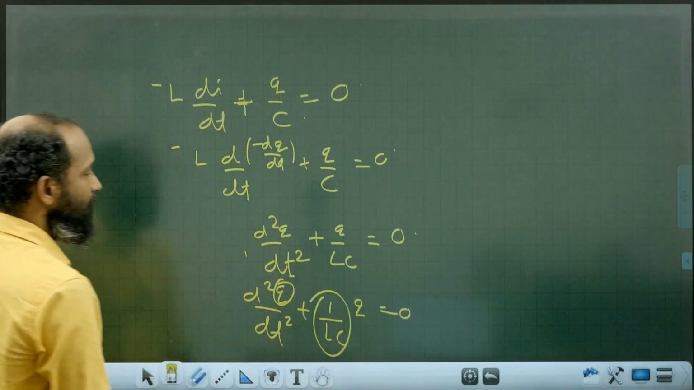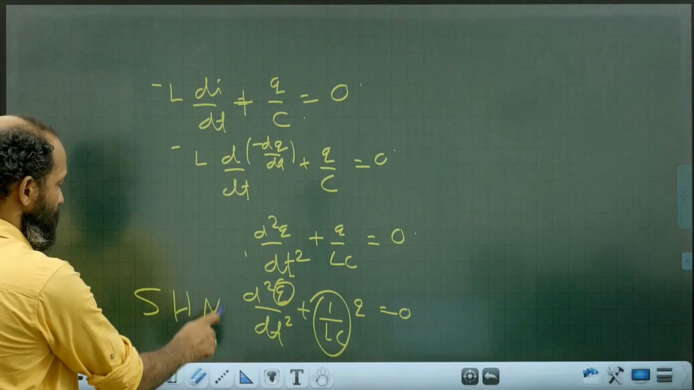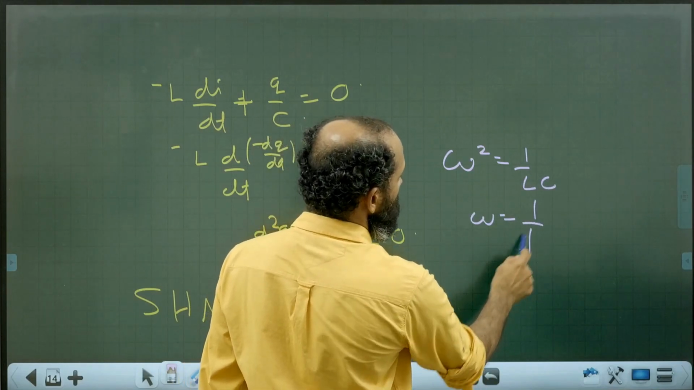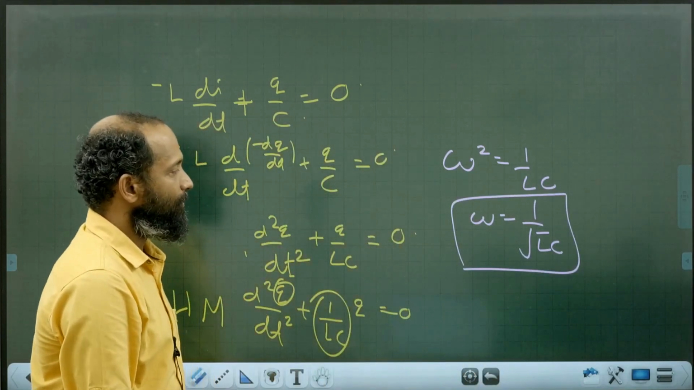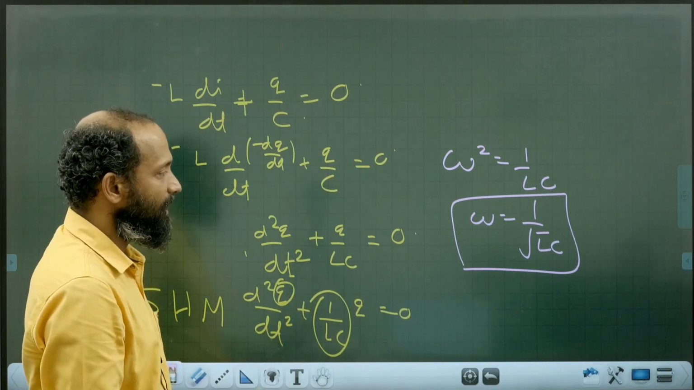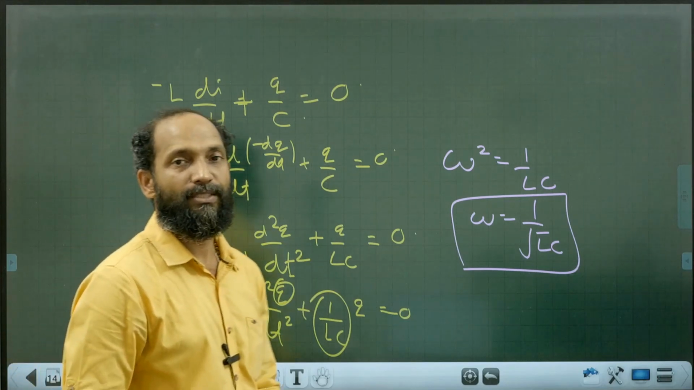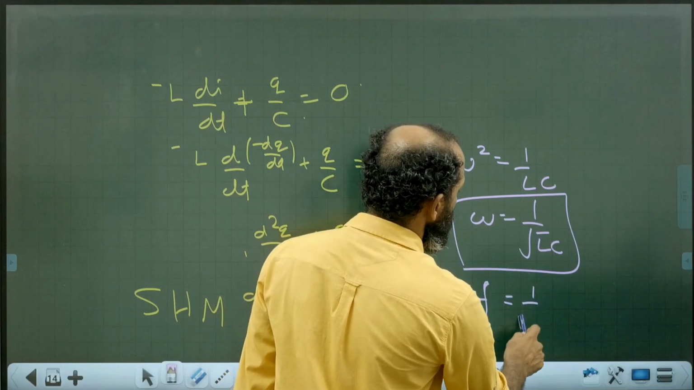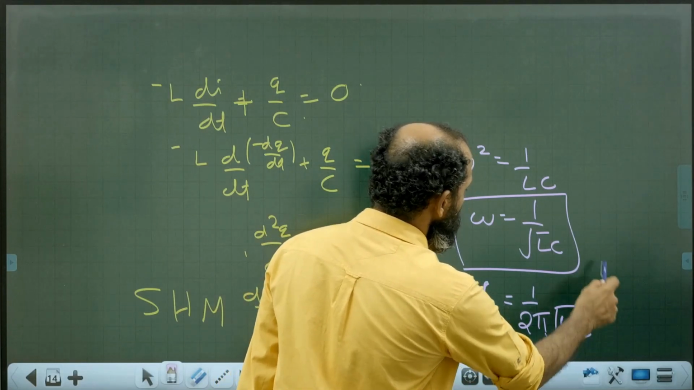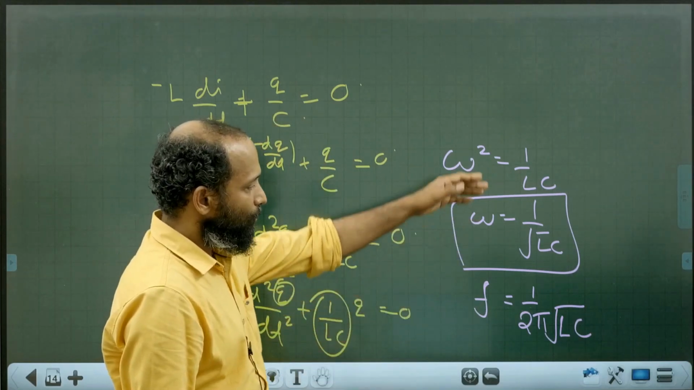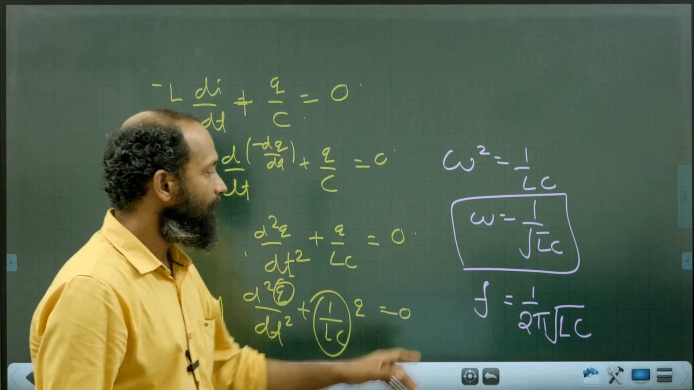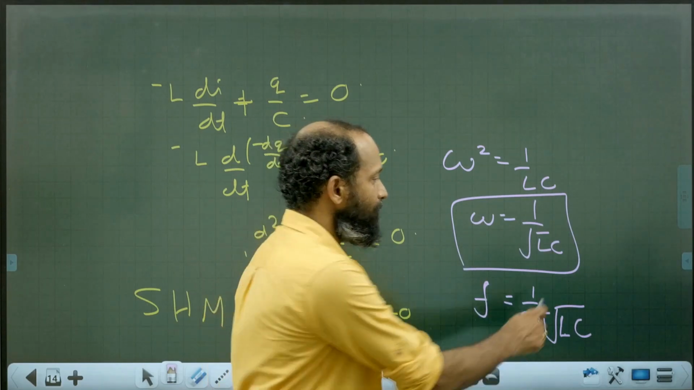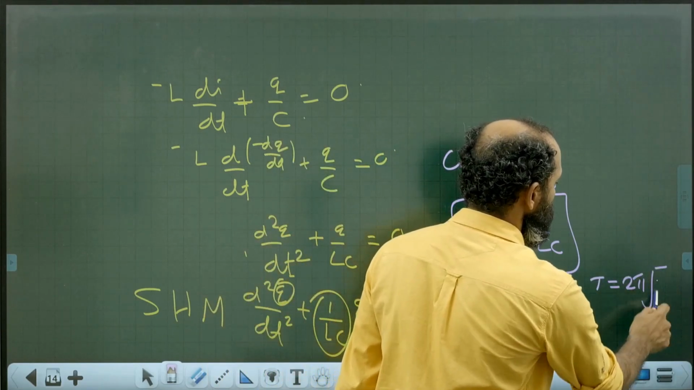This you can compare with the differential equation for simple harmonic motion. So omega square is equal to 1 by LC and omega is 1 by root LC. That looks like the resonant frequency equation, but doesn't have any connection. And this is called the angular frequency of LC oscillations, omega equal to 1 by root LC. So frequency f is equal to omega by 2 pi, that is 1 by 2 pi root LC. So 1 by 2 pi root LC is the formula for frequency. Frequency is proportional to 1 by root L. Frequency is proportional to 1 by root C. Very important. Time period of LC oscillations is 2 pi root LC.